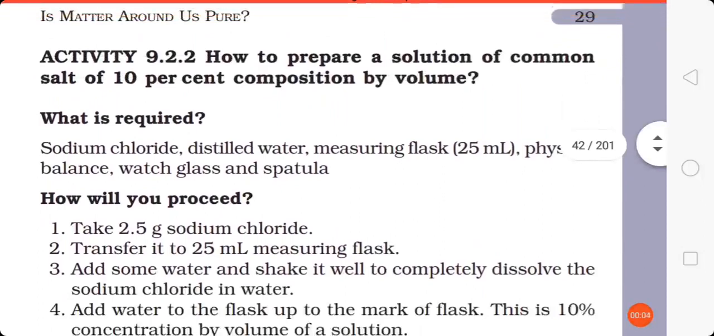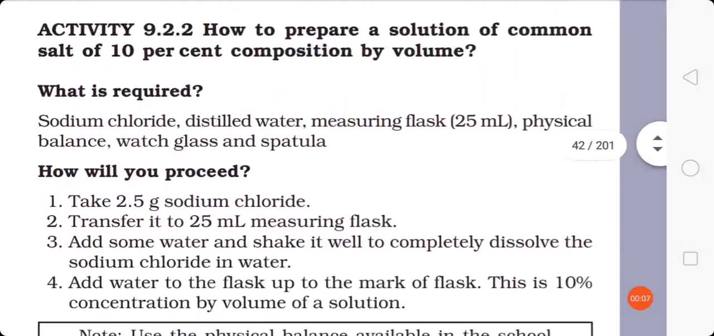So activity 9.2.2. Here we are going to prepare a solution of common salt of 10% composition by volume. So as to prepare this solution in which concentration is 10%, for that you will require sodium chloride, distilled water, measuring flask of 25 ml capacity, physical balance, watch glass and spatula.